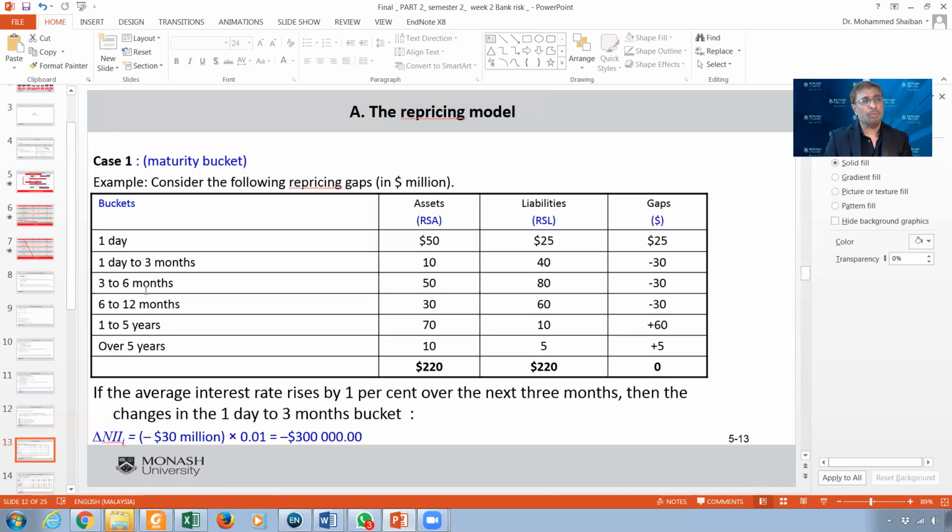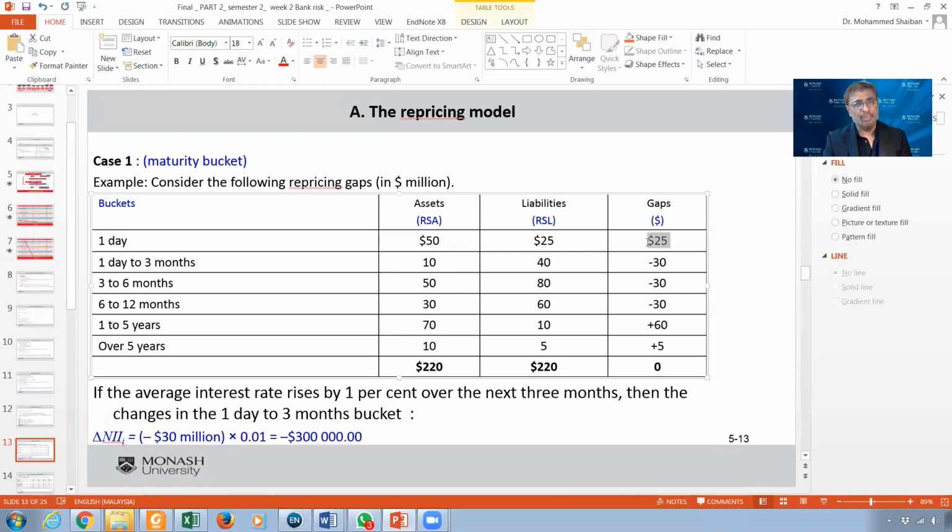Look at how the table looks. I just reflected the table. So this is the horizon, the risk-sensitive assets and the risk-sensitive liabilities. And we get here the difference between this and this, which is 25. Just this minus this. This is 10 minus 40, equals minus 30. And then we continue like this. As you can see, if you add them up, it's zero. Just by accident, it's zero, okay?